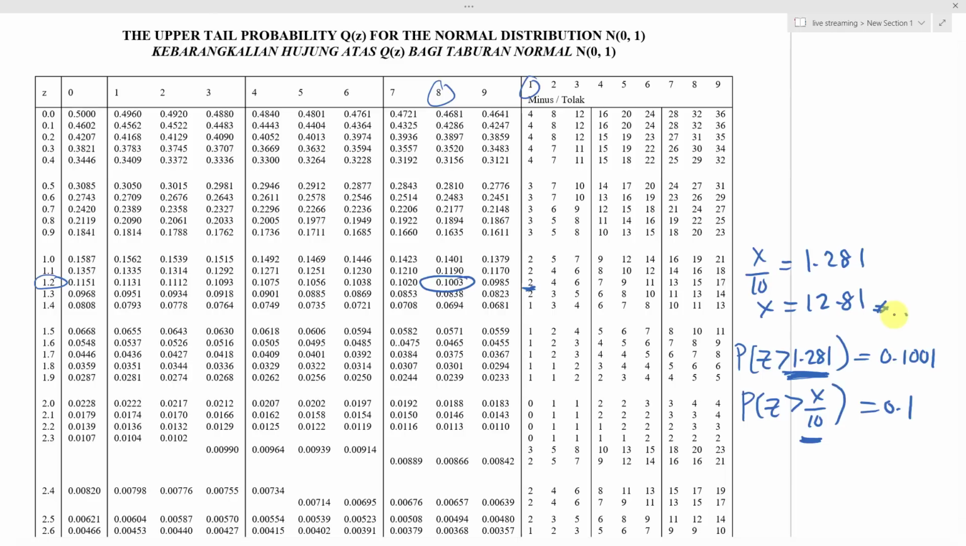You should understand how to do this one. What is the difference between x and z? x is the mass. z is a standard score.